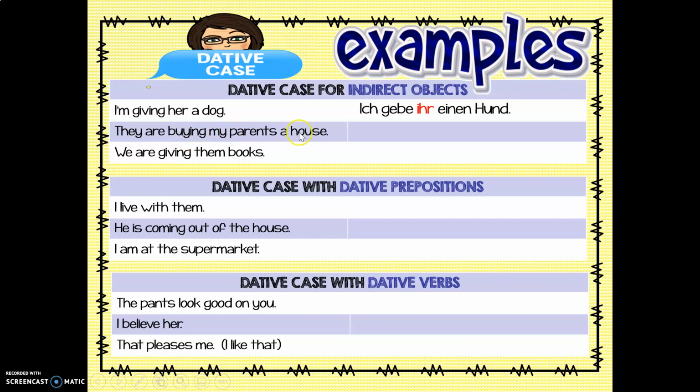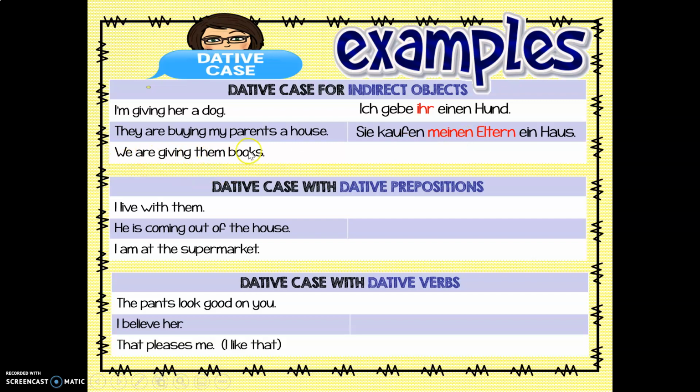They are buying my parents a house. They buy what? A house, direct object. For whom are they buying the house? My parents. This is a tricky one because it's a plural, and dative plurals are always tricky. So it would be meinen Eltern, because the plurals go die, den. Eine, en. So we have to pick up that en and put it on our possessive adjective.